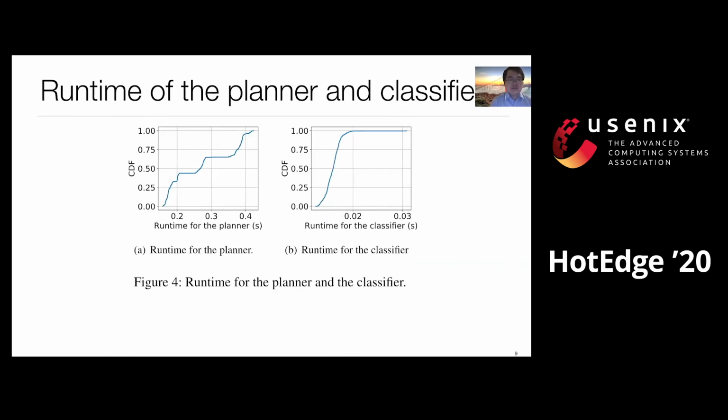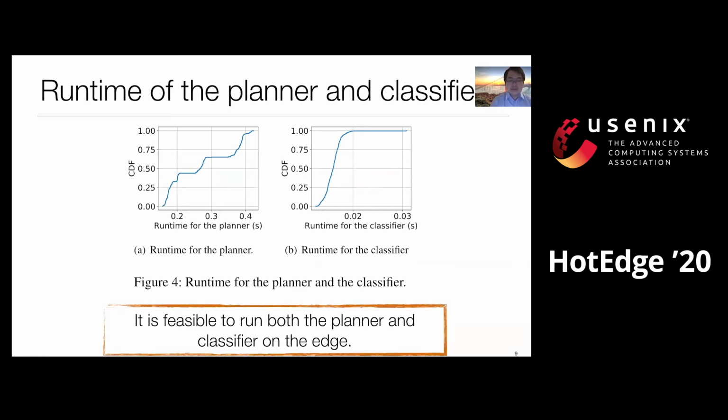We also measure the runtime of the planner and the classifier on our edge server. As we can see, the planner is still very efficient. We could further reduce the runtime by using a more powerful machine or trade the optimality of the solution for faster runtime. The classifier takes 20 milliseconds for each image, which is also very efficient. So as we can see, it is feasible to run both the planner and the classifier on the edge very efficiently.